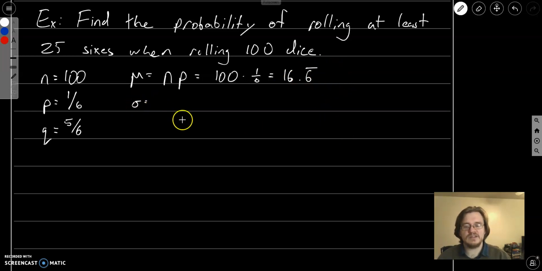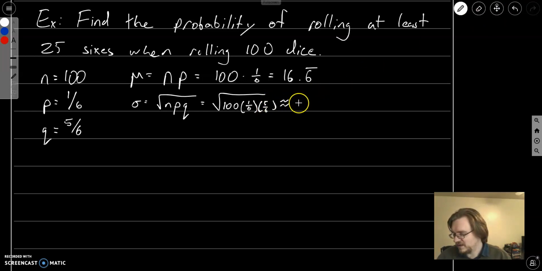And the standard deviation of a binomial distribution is the square root of n times p times q. If we fill in all these, this is going to be the square root of 100 times a sixth times 5/6, and this will be approximately equal to 3.73. Now, I'm going to leave this as exact when I'm calculating the z-scores in a second, so let's think about what exactly we want to do.